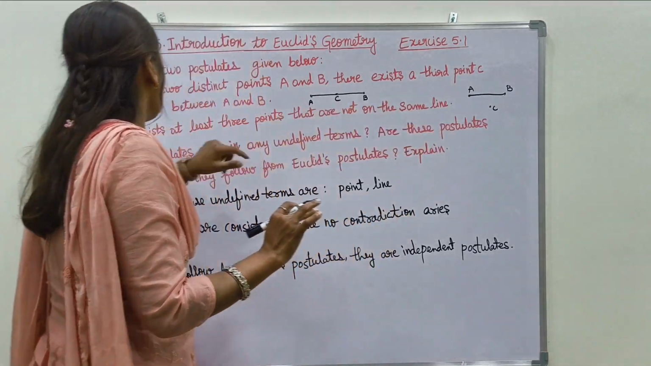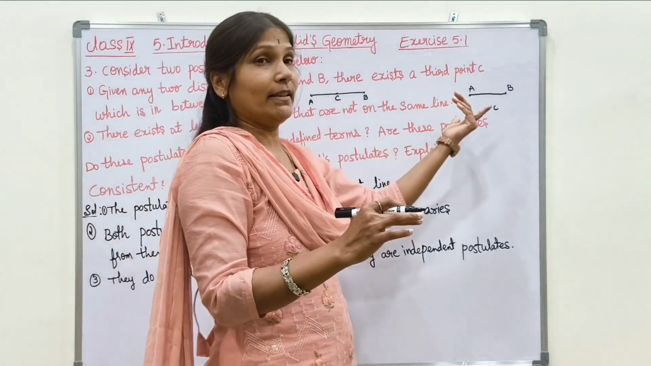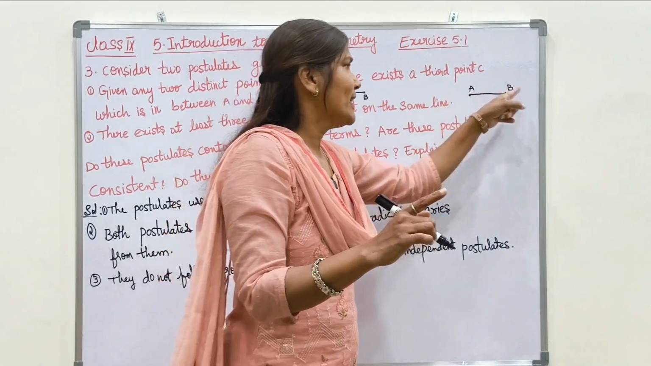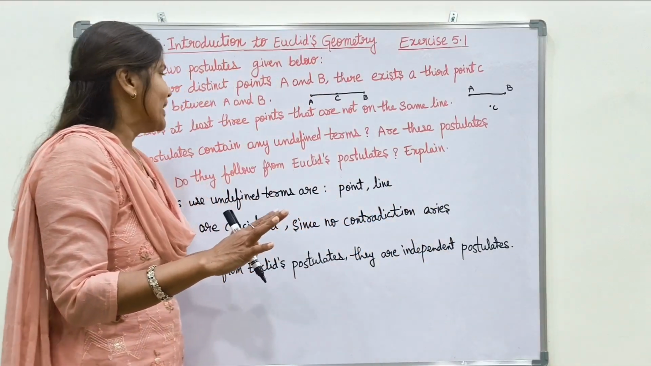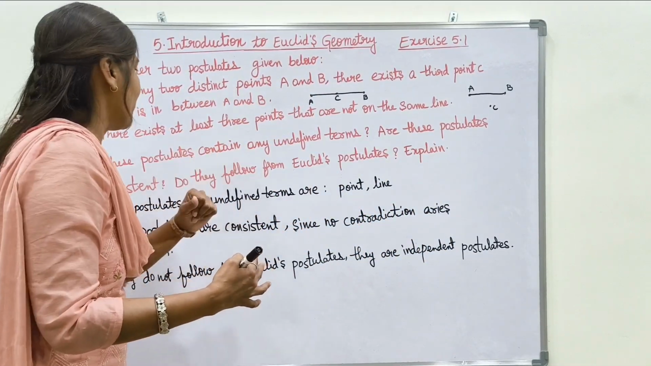Next, what does the second postulate mean? You have to take 3 points that are not on the same line. You take 3 dots A, B, C. Only join A and B. Are these 3 on the same line? No. Okay, this answer is finished. Next, it is asking some questions that we have to reply to.